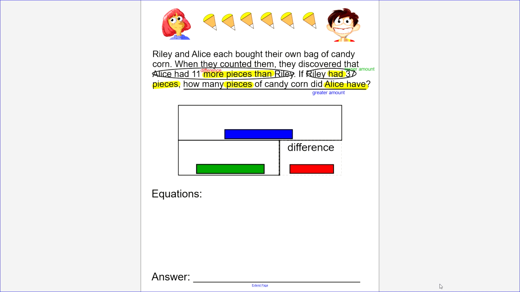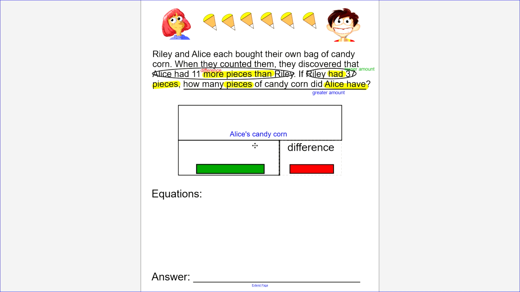I want you to think, what should we write for the label for the greater amount? What is the greater amount? You're right. Alice's candy corn is the greater amount. We know that because Alice has more than Riley.